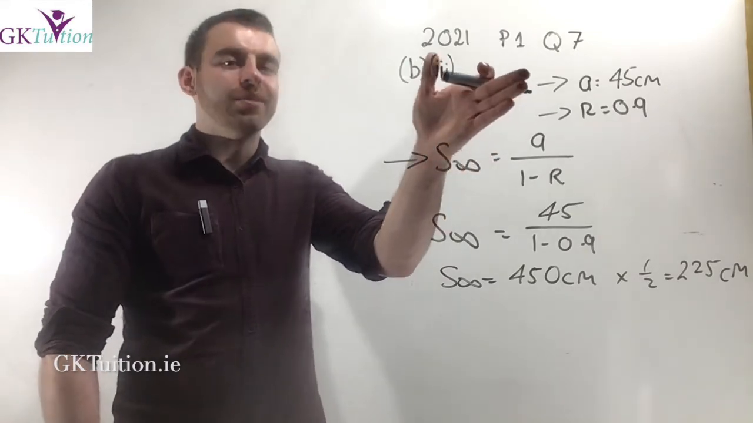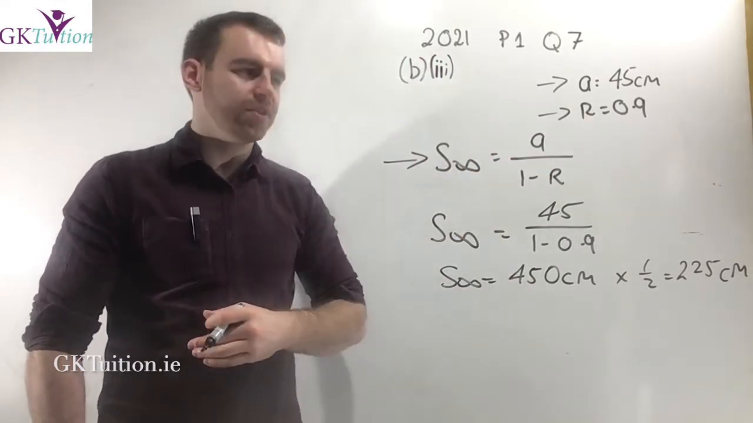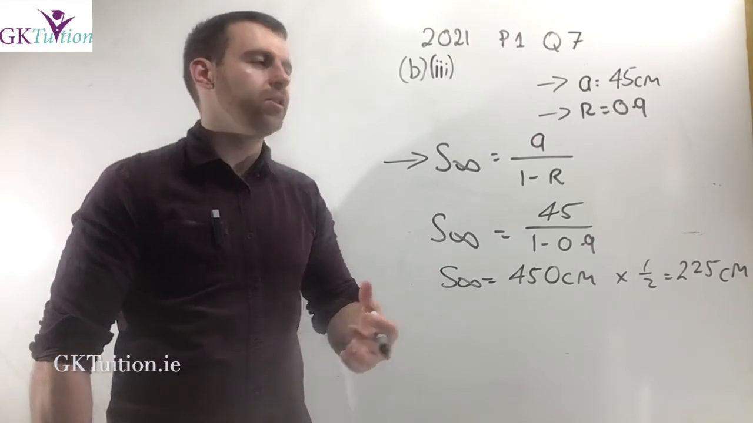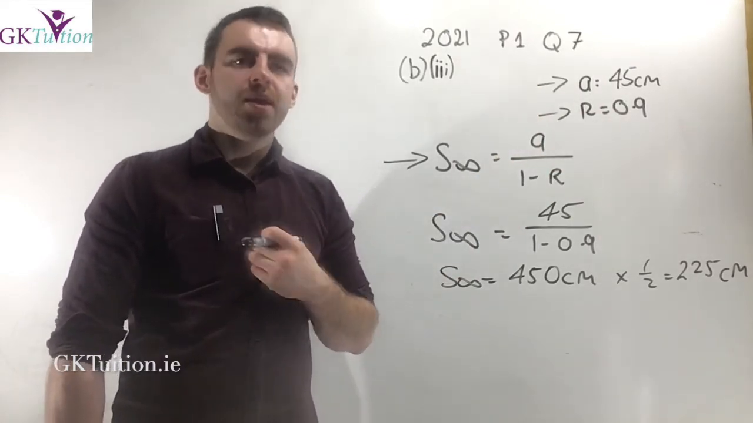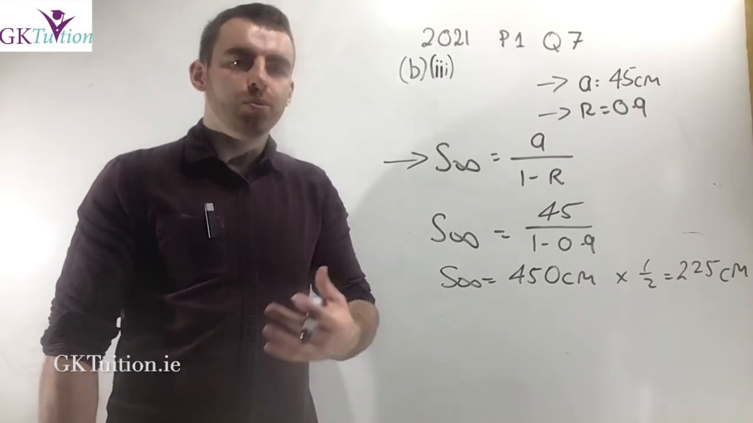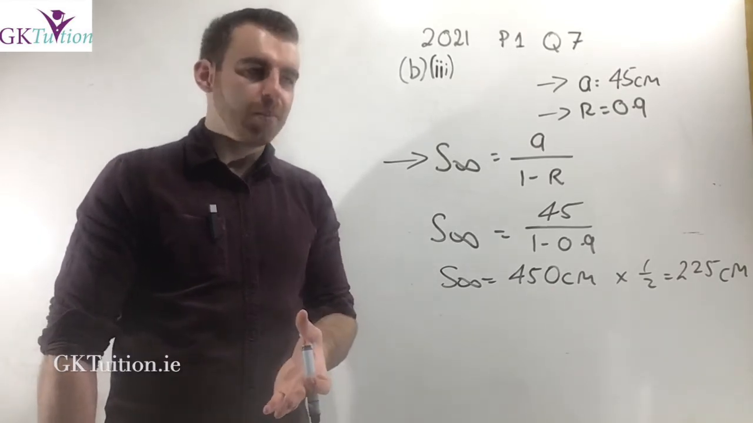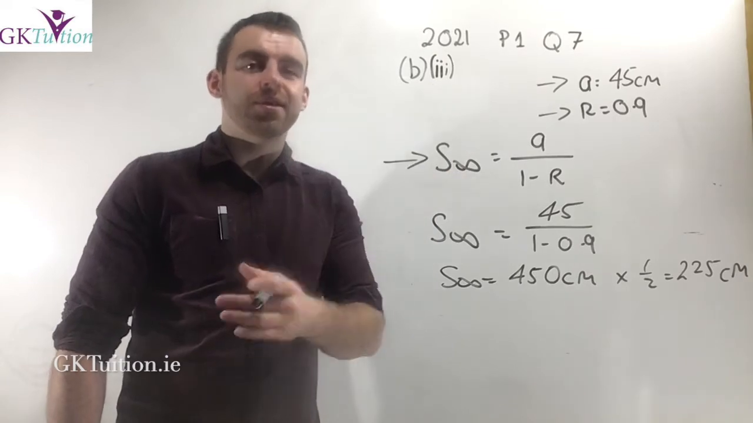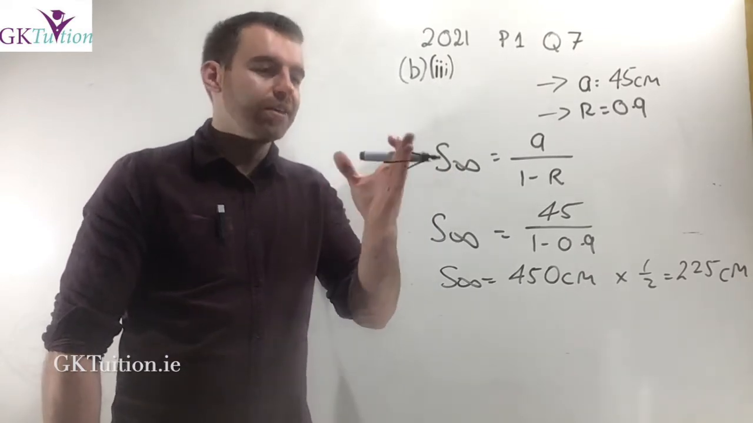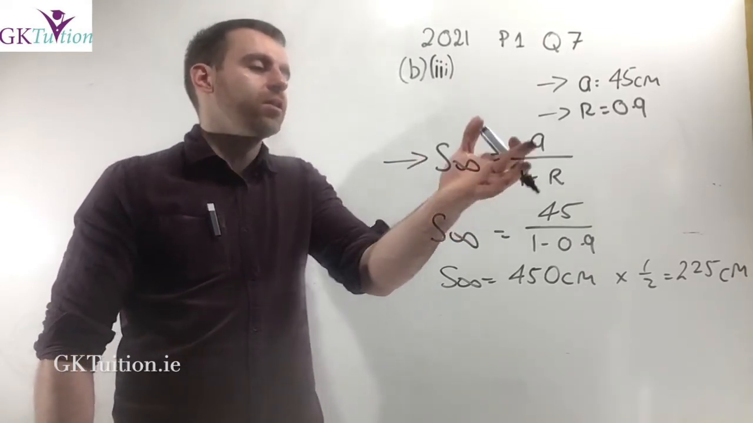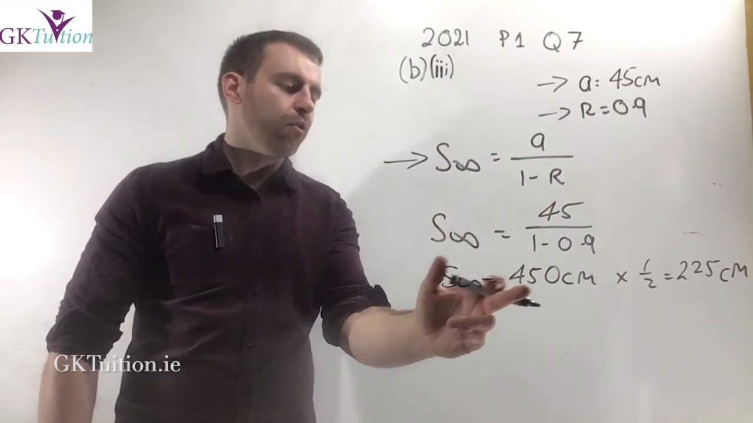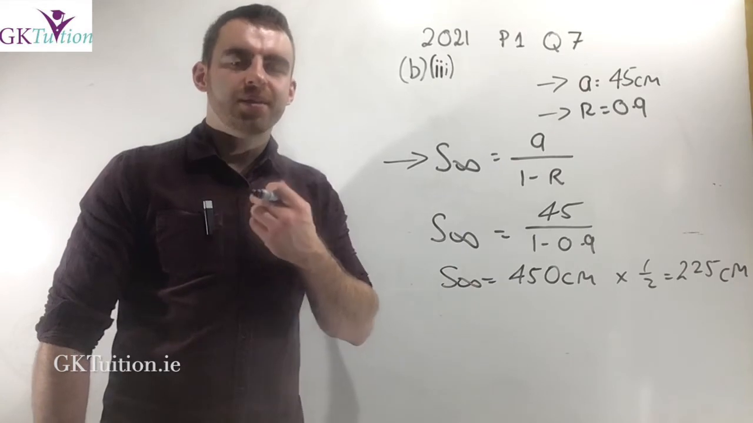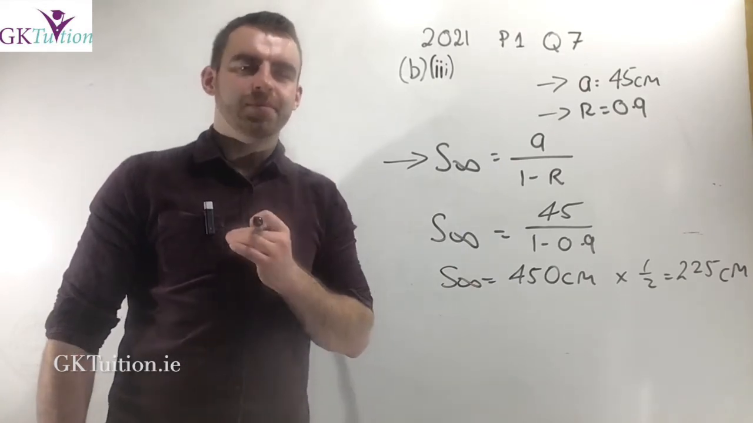So I'm talking about the length the pendulum travels here. It's a geometric series. The first term is 45, the common ratio is 0.9. If I wanted to work out the total distance travelled by the pendulum, just like for part 2 we worked out the total angle travelled, this time I want the total distance. It's a over 1 minus r. Essentially it works out as 450 centimetres. That's the total distance travelled by this pendulum.